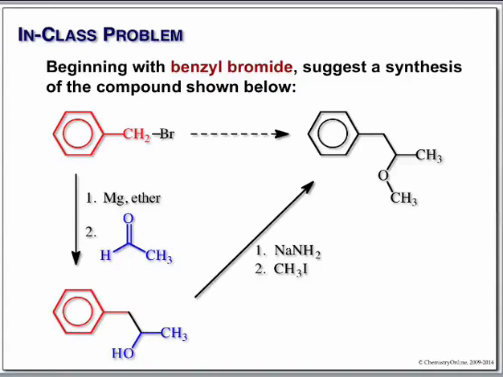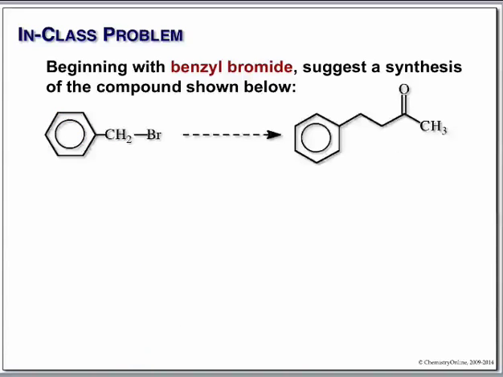So step 1, we convert benzyl bromide into a Grignard. Step 2, react that Grignard with acetaldehyde. We make this alcohol, convert it to the oxyanion, and do a simple Williamson ether synthesis. Any questions?